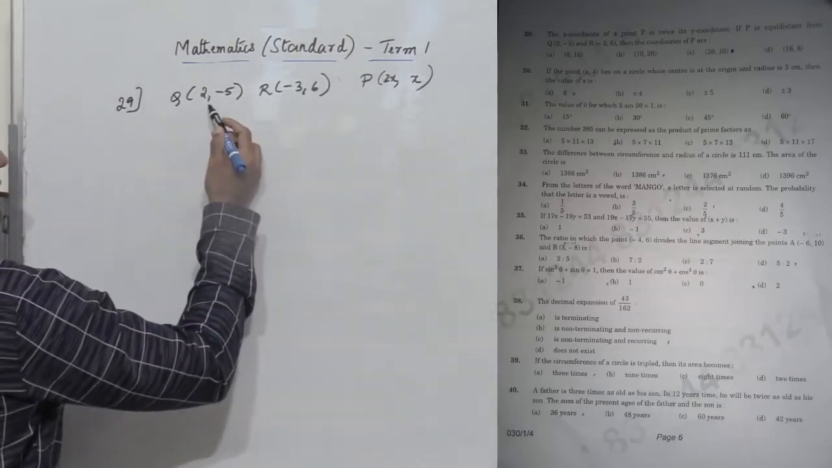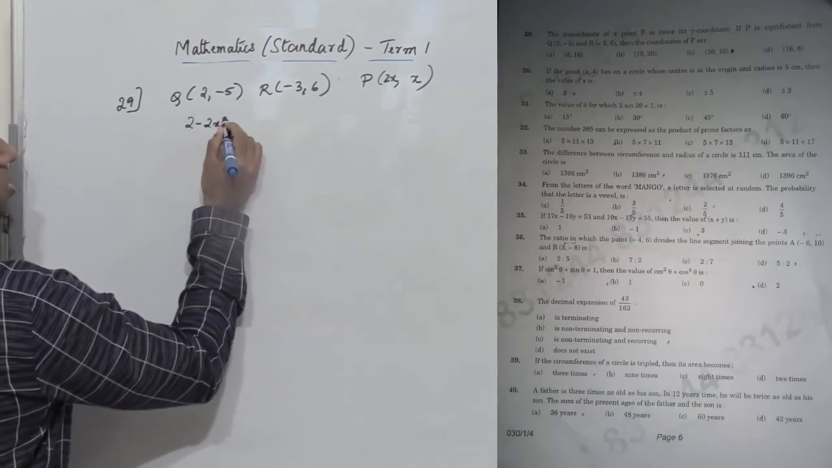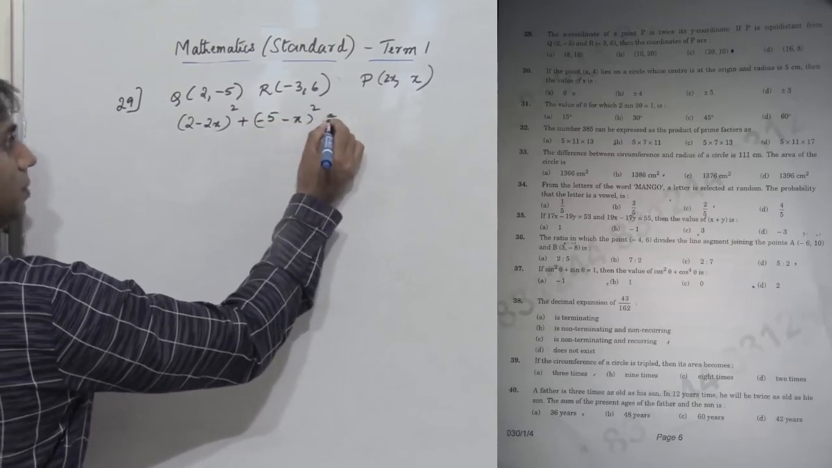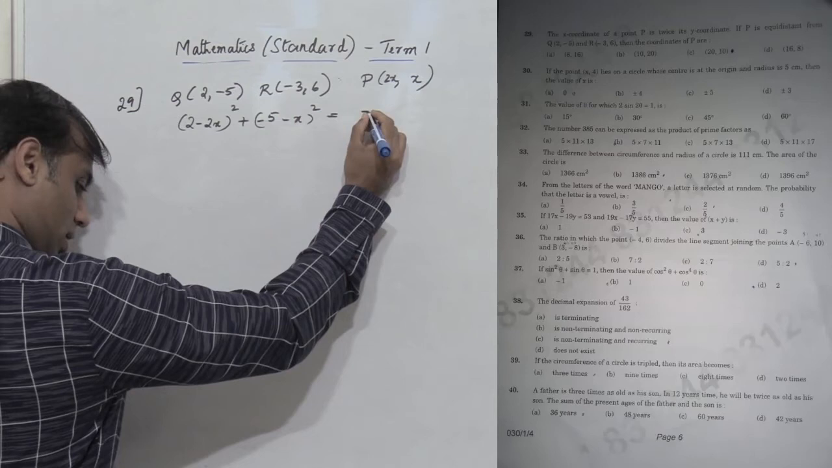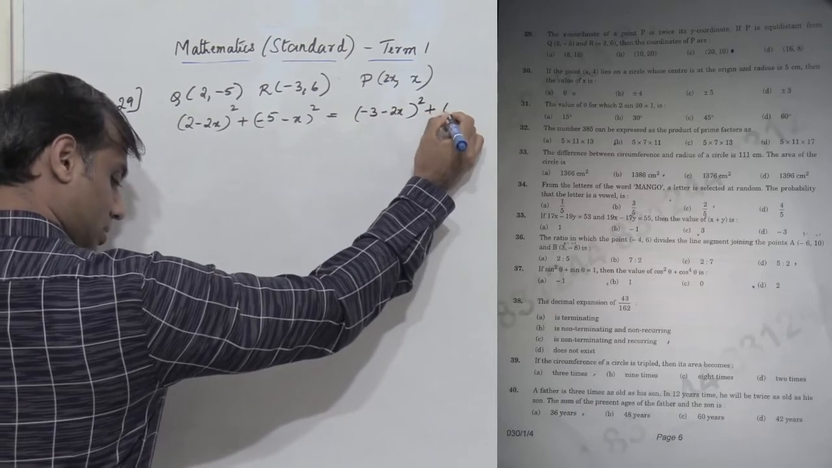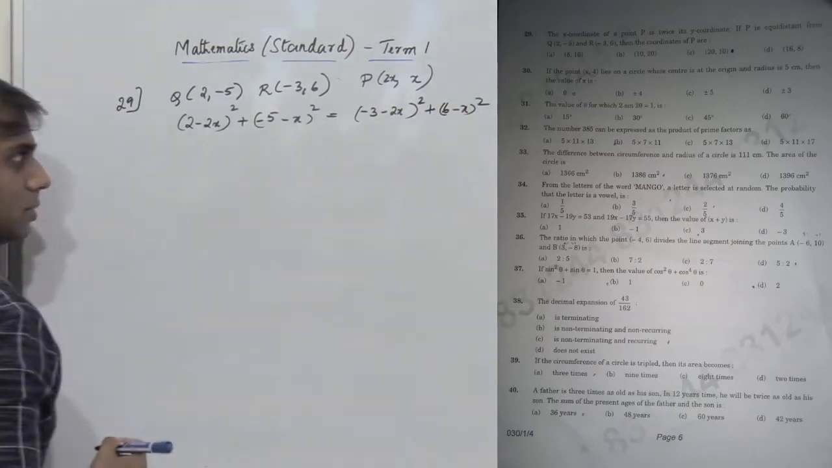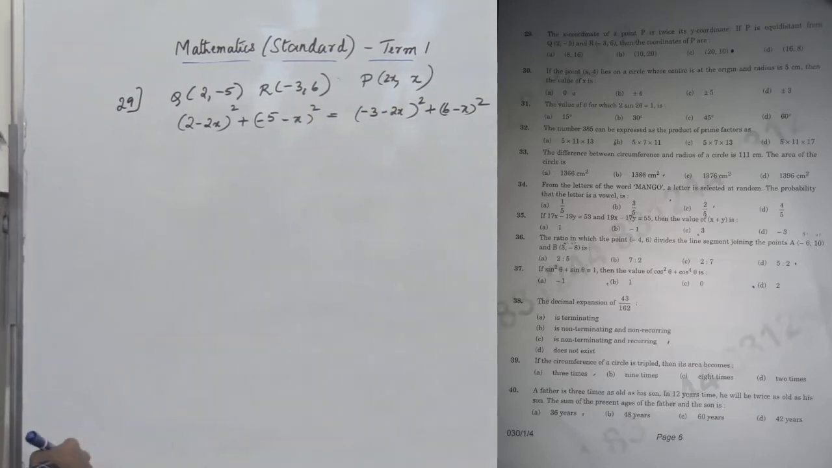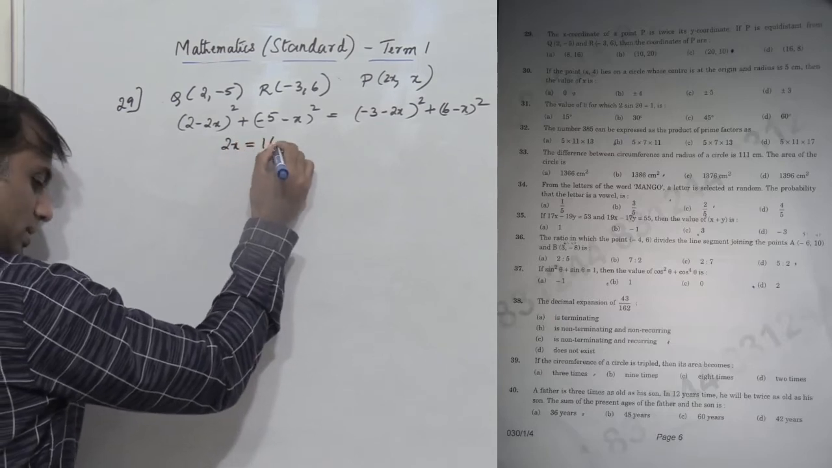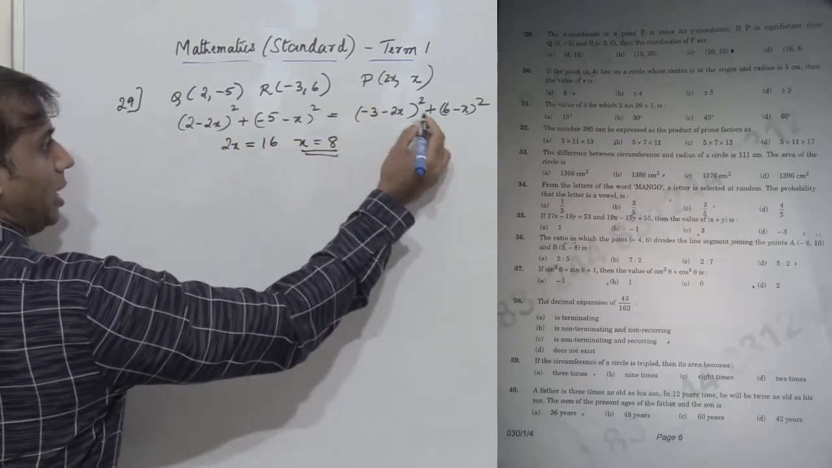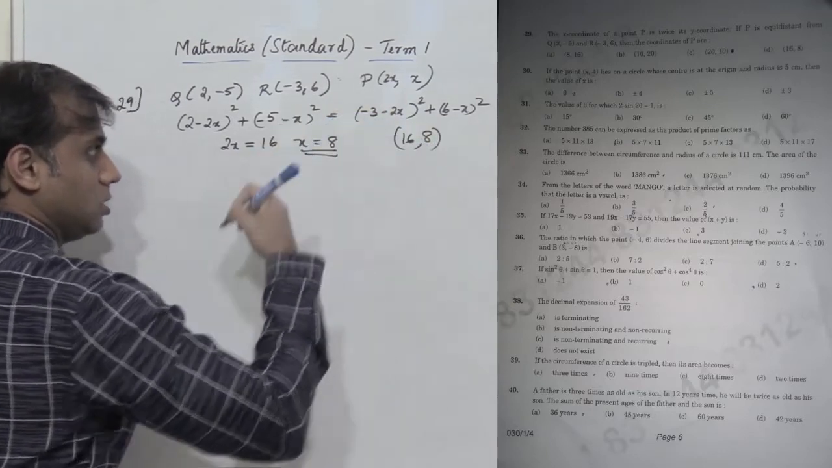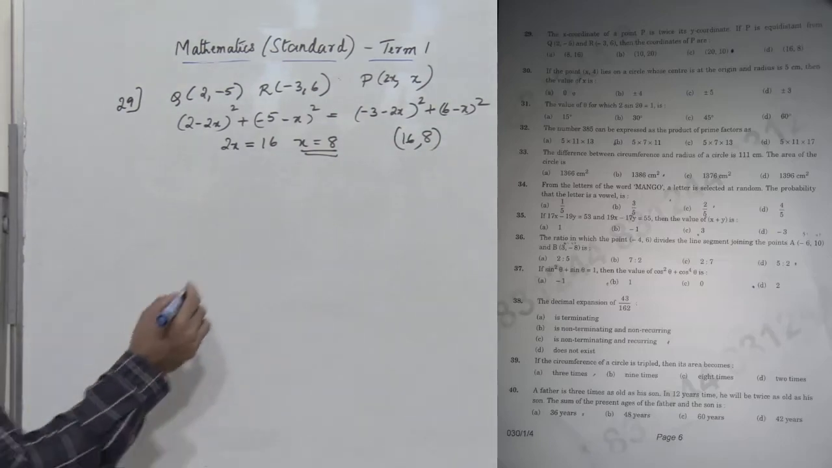If I use the distance formula, (2 minus 2x) the whole square plus (-5 minus x) the whole square will be equal to (-3 minus 2x) the whole square plus (6 minus x) the whole square. I have taken the square on both the sides. Simplify this, you get 2x equals 16, or x is equal to 8. So x is equal to 8, this is the y ordinate value. The x ordinate value is 2x, which is 16. So it is (16, 8), which is option D.